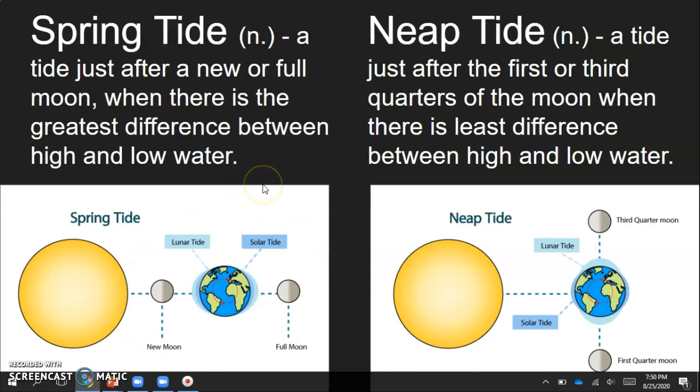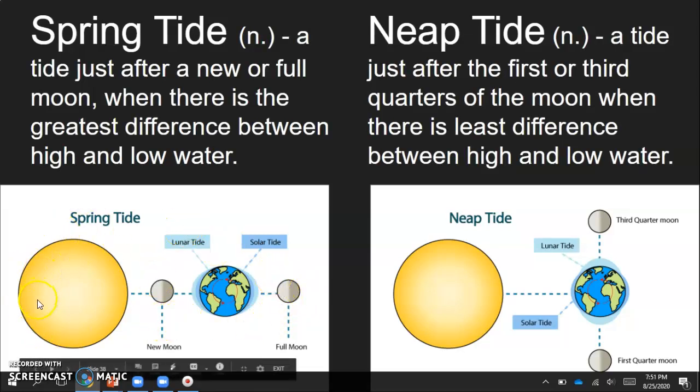We need to be aware of something called a spring tide and a neap tide, and we need to know the difference. So a spring tide is the tide that occurs just after a new or a full moon, and this is when the moon is in alignment with the sun. What I mean by that is that the moon, the sun, and the earth are all in perfect alignment with each other. So we've got our sun and then our moon. It can either be between the sun and the earth, or it can be on the opposite side of the earth. It doesn't matter the position. It just matters that they are all in alignment.